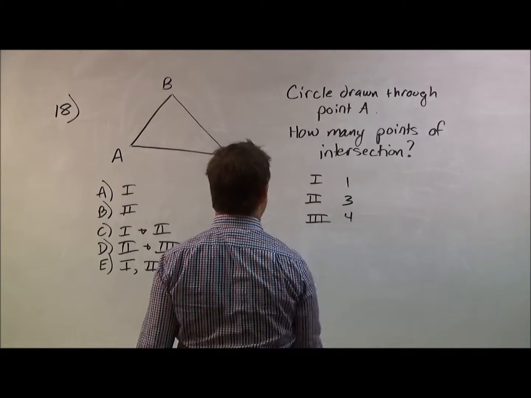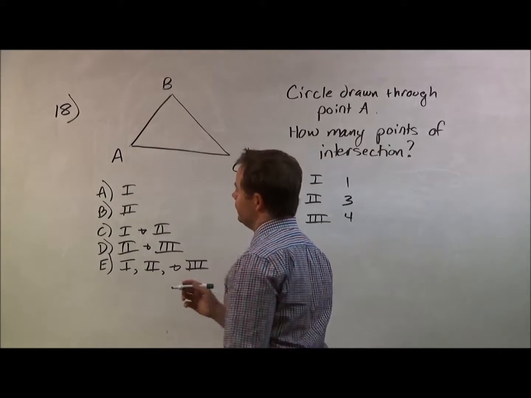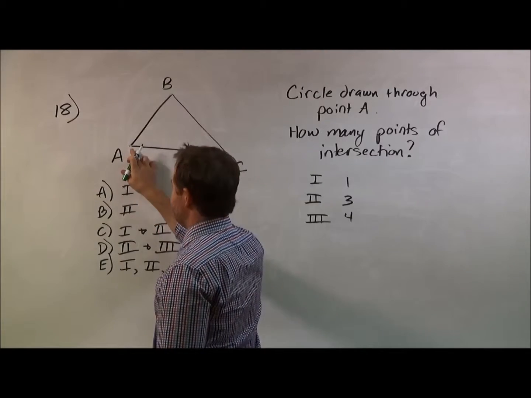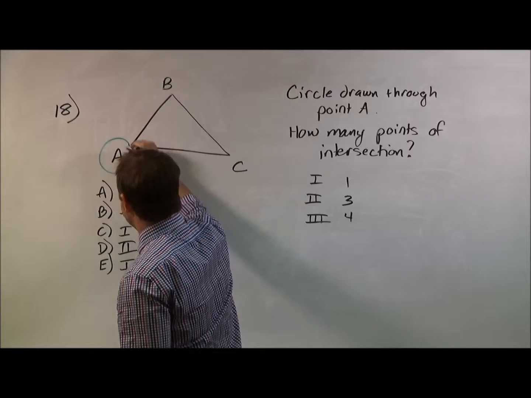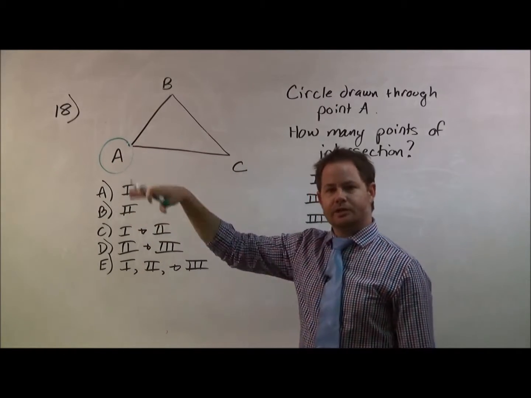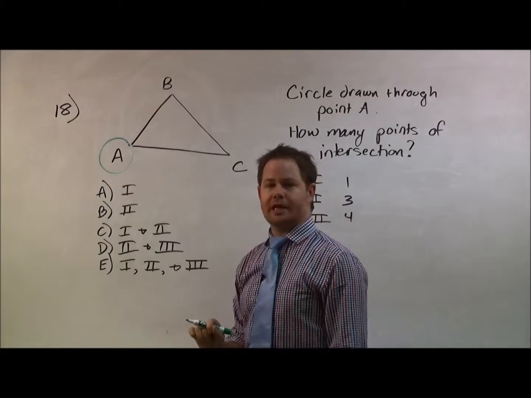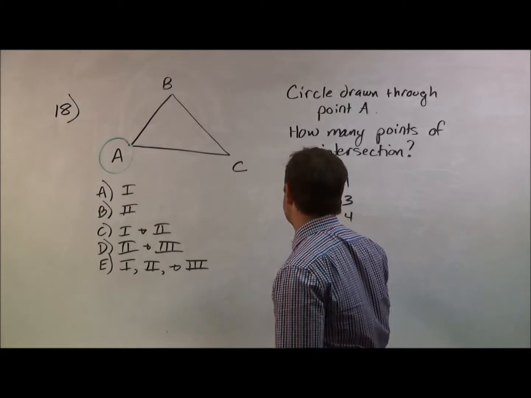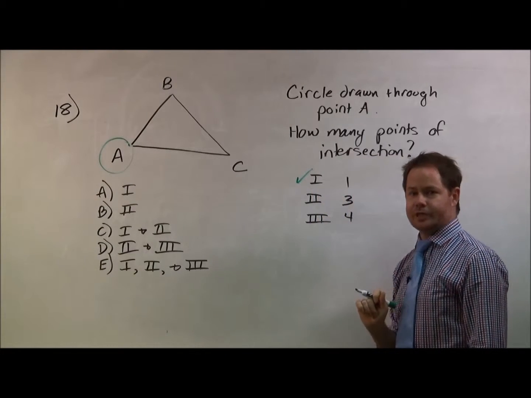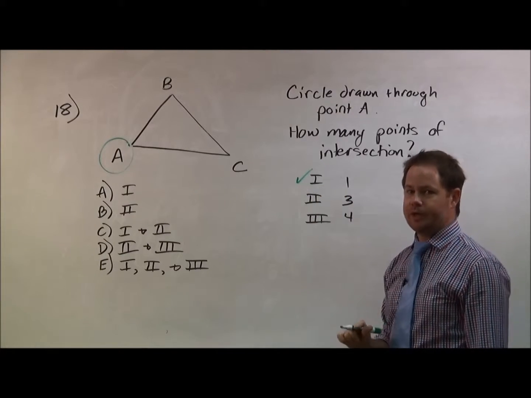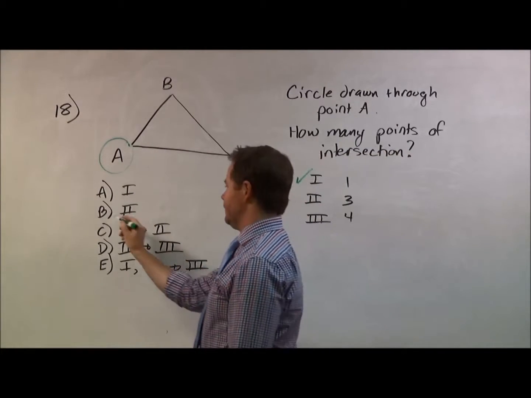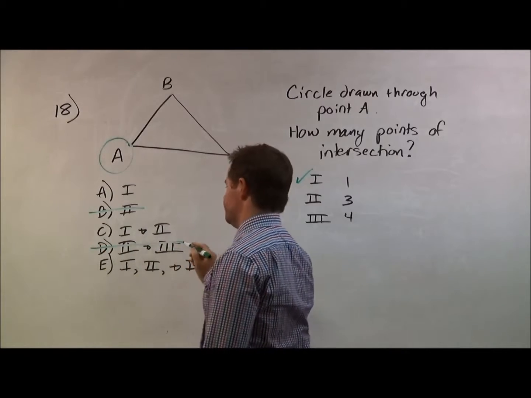For Roman numeral 1, we've got 1 point of intersection. Well, let's see if that's possible. It passes through A, and it could go anywhere after that. So you could have a circle that is basically outside the triangle that touches just at point A. So that means Roman numeral 1, one point of intersection, is possible. And so we have to see Roman numeral 1 in our answer choices, which means we can eliminate answer choice B and answer choice D.